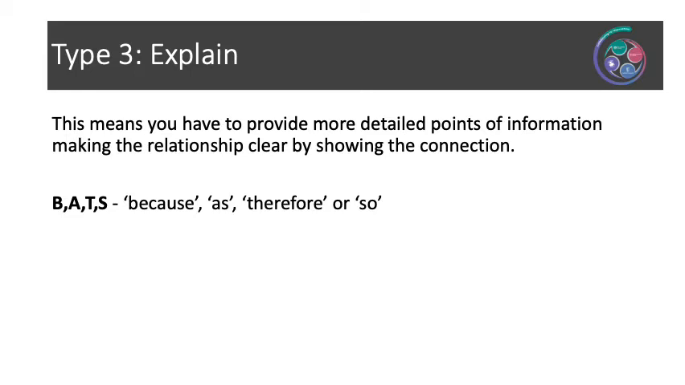So the third type of question that we're going to look at is an explain question. For these questions, you have to provide more detailed points of information which make the relationship clear by showing connections. A good rule to remember when answering any explain question is the BATS rule. BATS stands for because, as, therefore, or so. By using these words in your sentence, it turns a statement into an explanation.